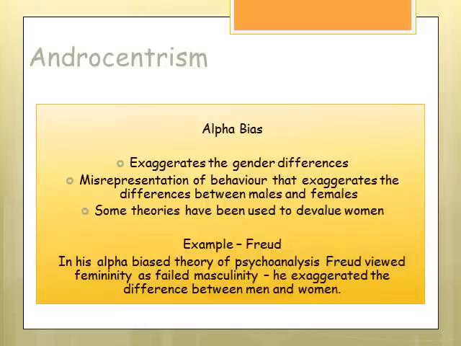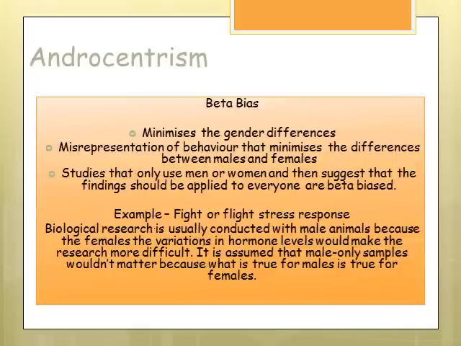Also, some theories have been used to devalue women. So an example would be Freud and his psychodynamic theory. So Freud believed that femininity was failed masculinity, and he exaggerated the differences between males and females. Beta bias is where you minimise the gender differences. And this is when there is a misrepresentation of behaviour that minimises the differences between males and females.